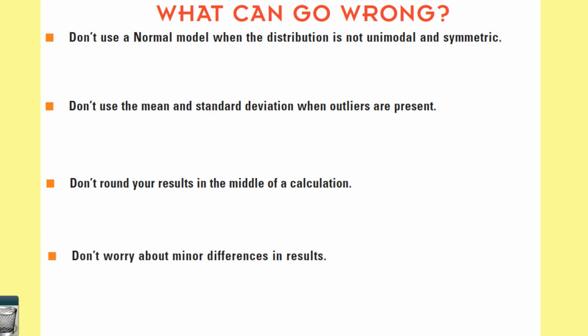Don't use the mean and standard deviation when outliers are present. You need to get rid of those outliers. Outliers are huge things that can greatly affect your mean and your standard deviation. So make sure you remove the outliers before you start doing your normal conditions.